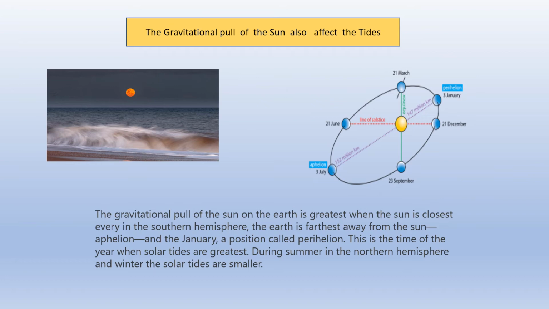This is during the summer in the northern hemisphere, and in the winter the solar tides are usually smaller, as it depends upon the sun. When the sun is in the northern hemisphere, the high tide occurs in the northern hemisphere. When the sun is in the southern hemisphere, high tide occurs in the southern hemisphere. Very easy to remember. The gravitational pull of the sun also affects the tide.